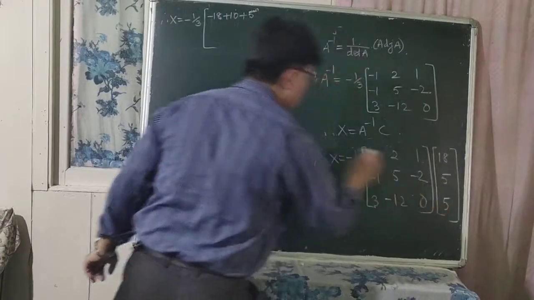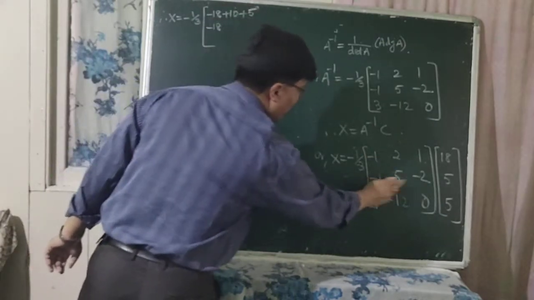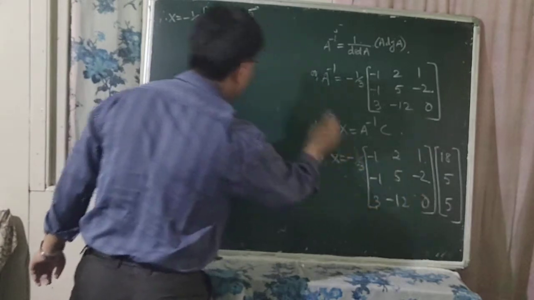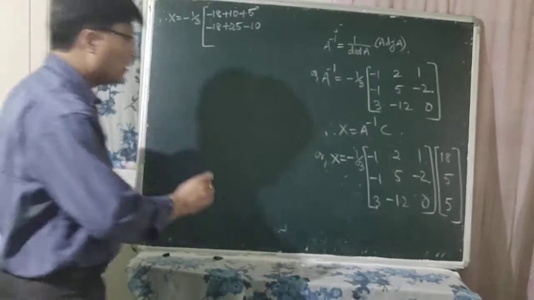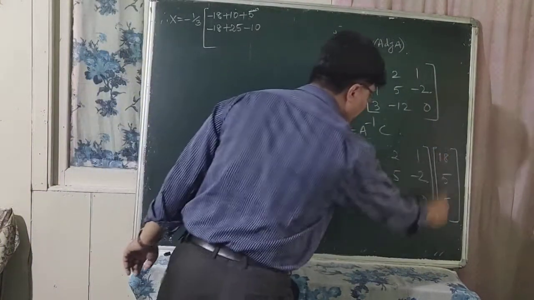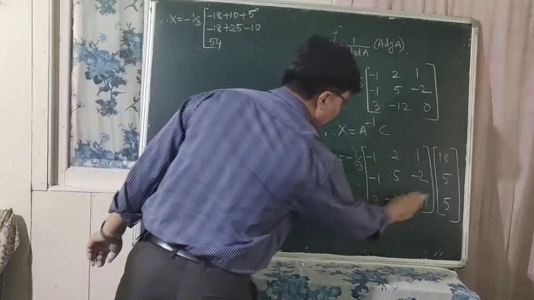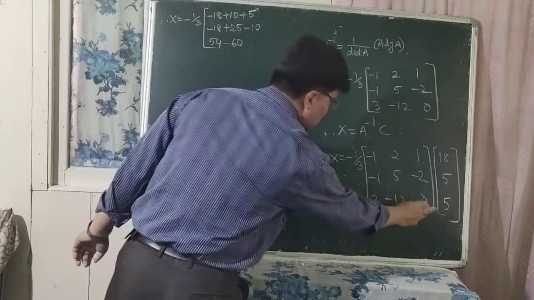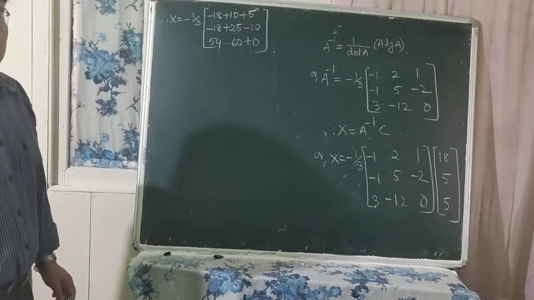Now second row by first column, what do we get? -1 into 18, -18, 5 5s are 25, -10, right? This is your -10. Is that clear? Again, third row by first column. 18 3s are 54, -60, isn't it? -12 into 5, -60, plus 0 into 5, that is 0. So I think you have understood it.